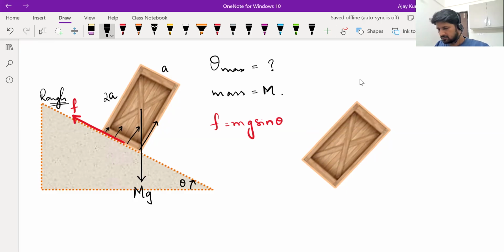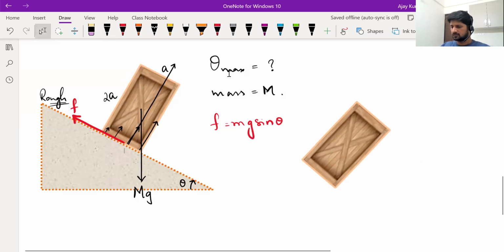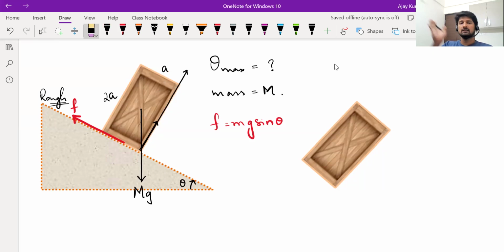So at one instant, it may be not at one instant actually. You can imagine it shifting here. As you increase the angle, the line of action of normal force shifts further down. And finally, when it is just about to topple, this will be the line of action of normal force. All the normal force will be acting only along that edge.